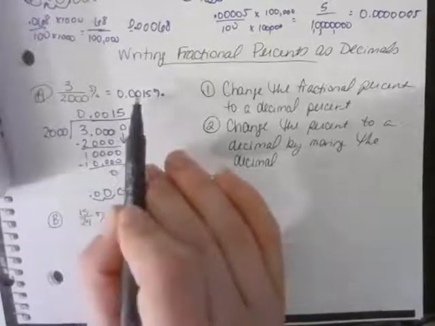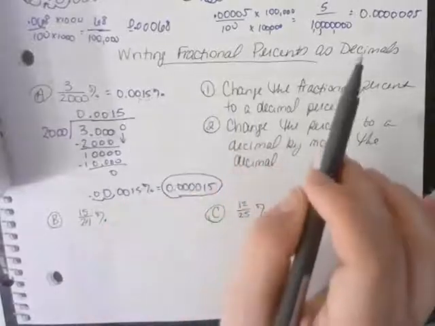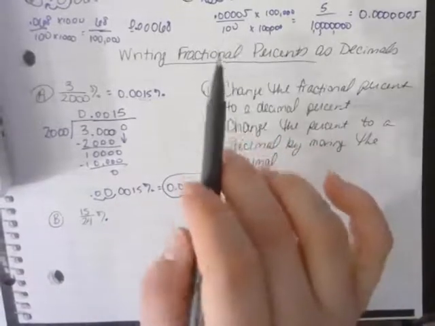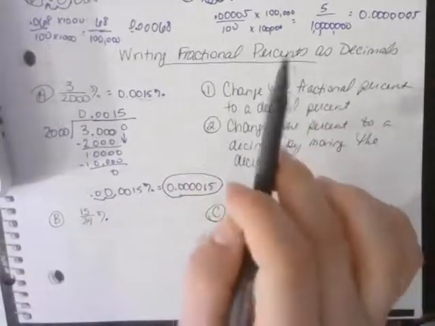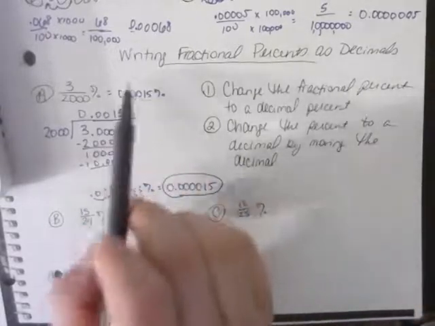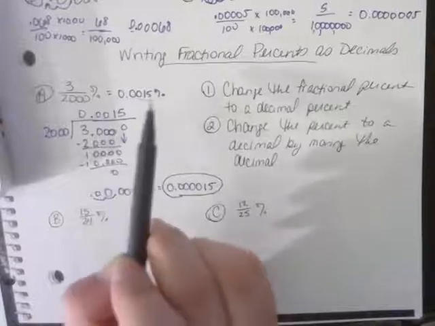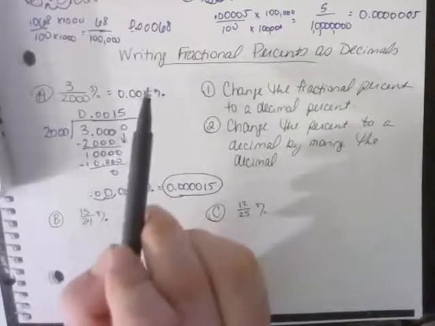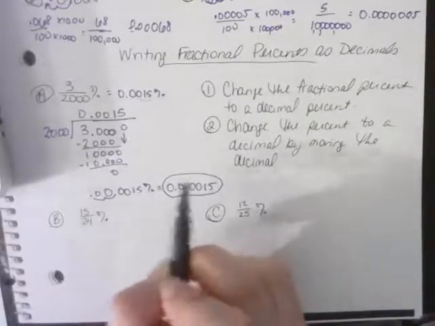Do not stop here. That is still a percent. We're changing it to a decimal. We're not changing it from a fractional percent to a decimal percent. We're changing it from a fractional percent to a decimal. So once you change it here, you do your division, that's still a percent. We still have to move our decimal to change it to a decimal.